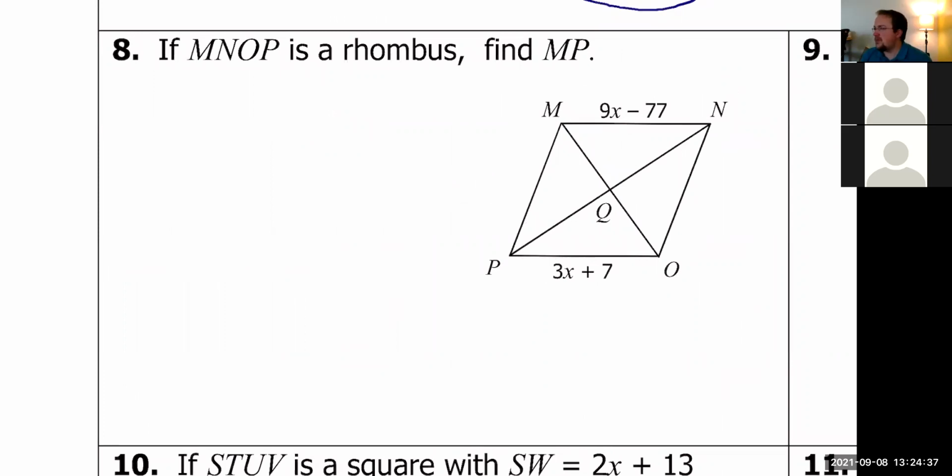Well, odds are we probably want to find X first. It might help us. So what do you know? Look at where the two expressions are. They're opposite sides. Well, they are congruent. In fact, it wouldn't even have mattered if they were opposite because all the sides in a rhombus are congruent. So we can very safely say that these two sides must equal each other. So 9x minus 77 must equal 3x plus 7.